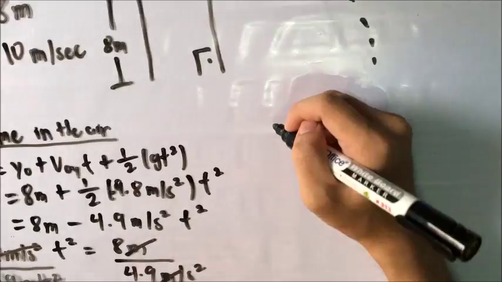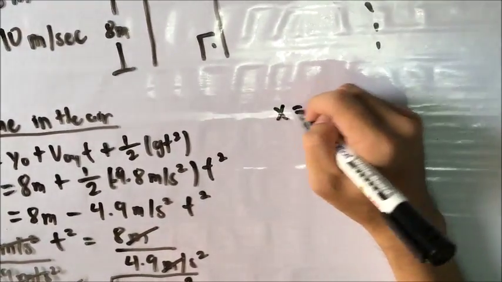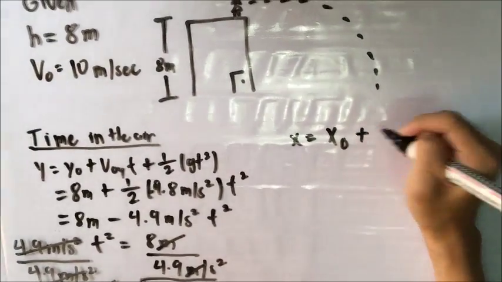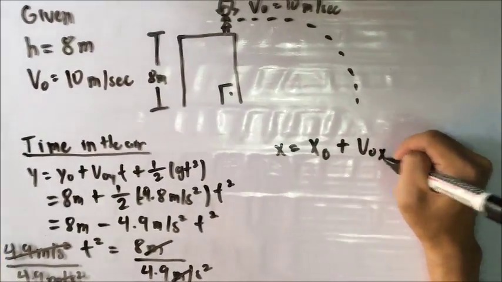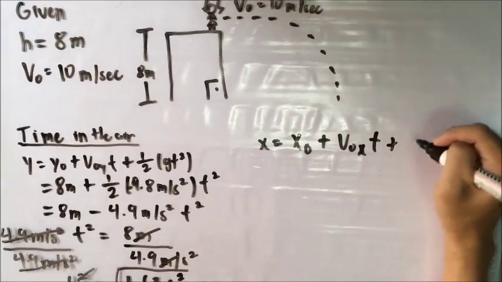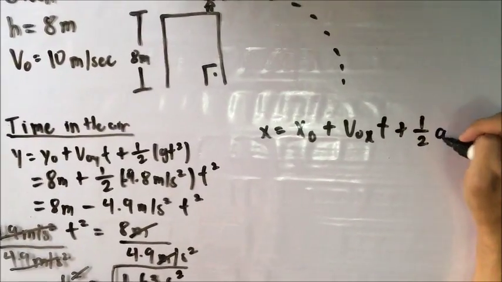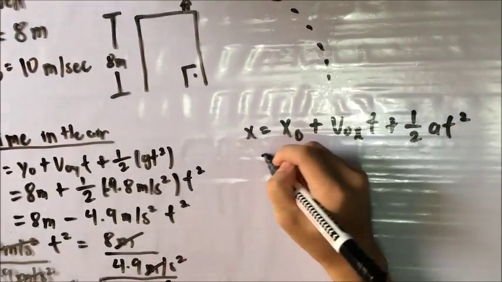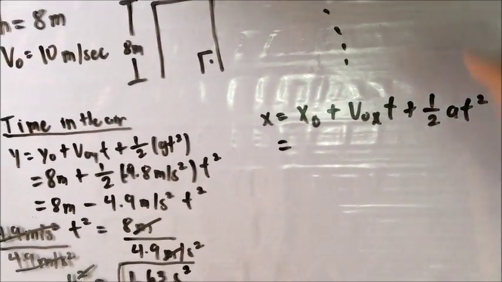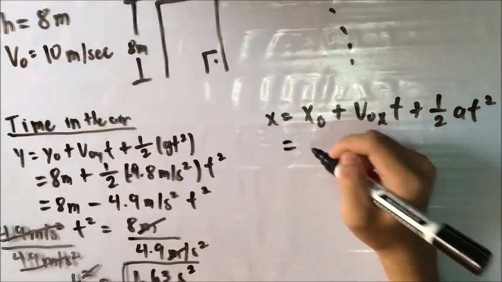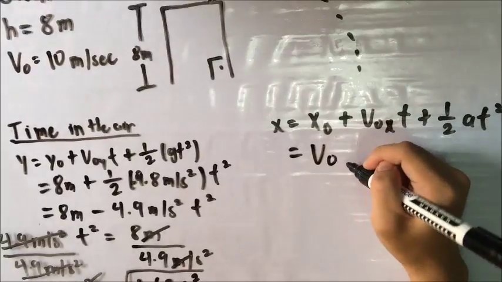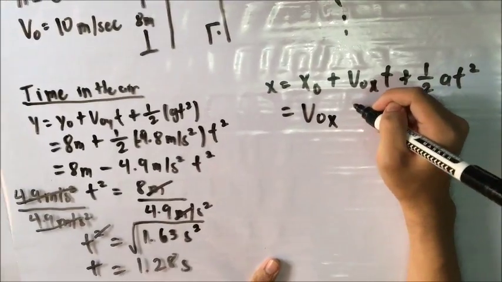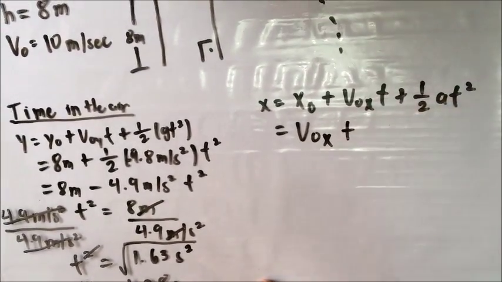To get the distance, we need to use the formula x is equal to initial value of x plus the initial velocity of x times t plus 1/2 acceleration times time squared. Since the initial value of x is 0 and there is no acceleration happening in the problem, we only need to solve the initial velocity of x and t.